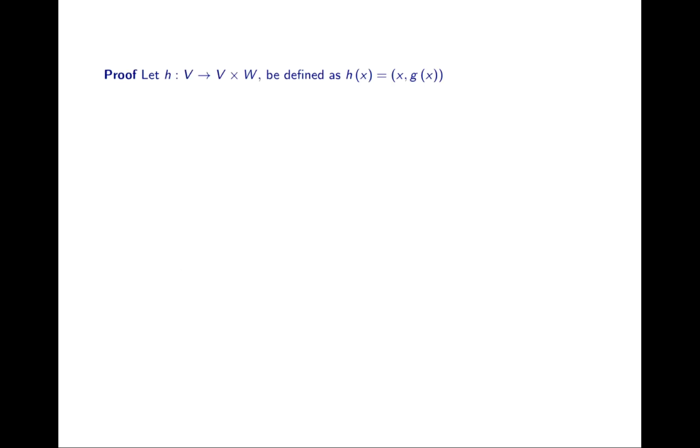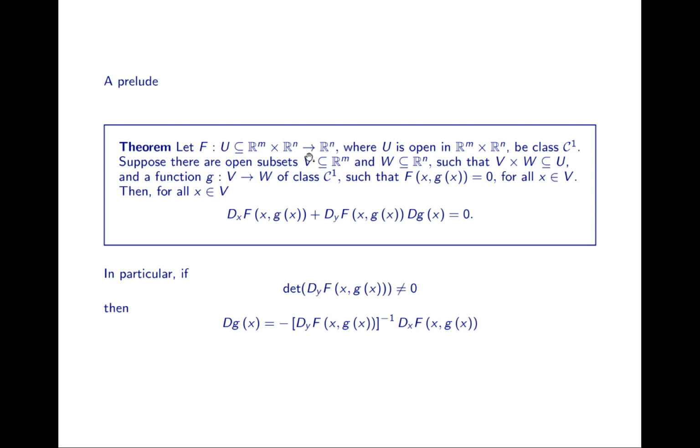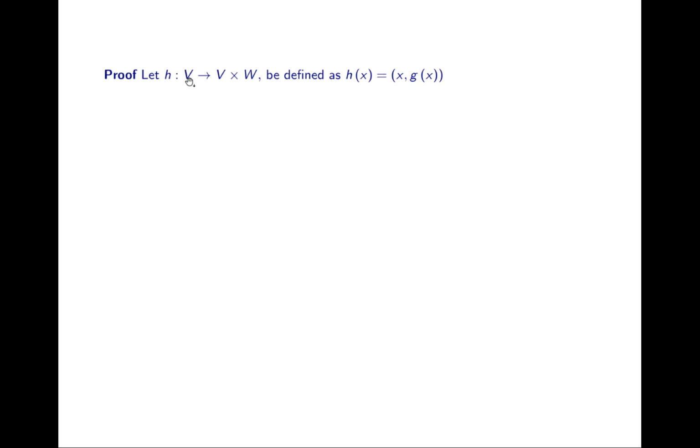So let's prove that. Suppose h maps V to V by W. And just so that I remember, what is V? V is in Rm. V by W is in U, the domain of f. So h maps V to V by W, and V by W is contained in the domain of f. So h is defined by h of x equals x comma g of x. So h of x maps x to x, which is a pretty straightforward map, and x to g of x. G of x is the implicitly defined function we're assuming exists.